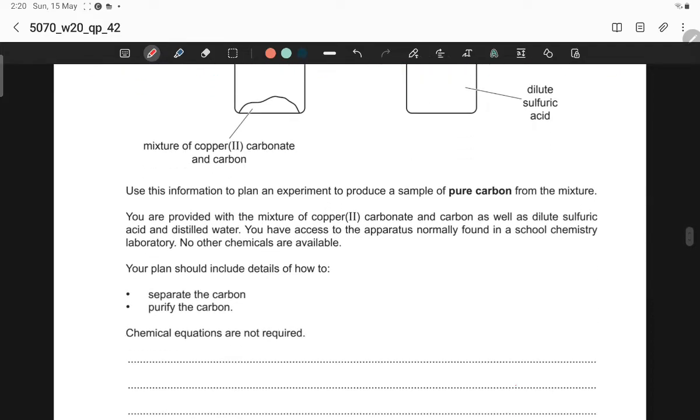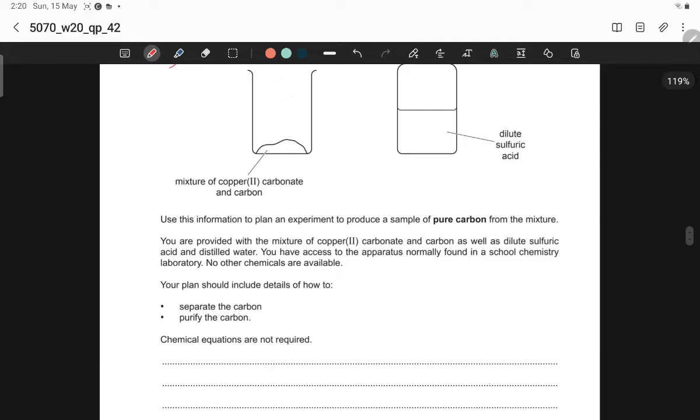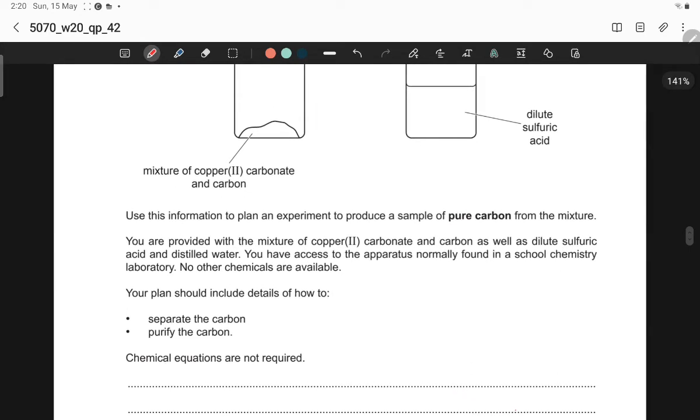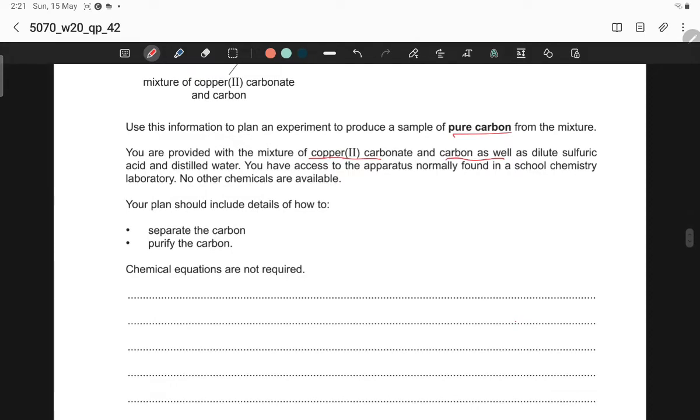So use this information to plan an experiment to produce a sample of pure carbon from the mixture. You are provided with a mixture of copper 2 carbonate and carbon as well as dilute sulfuric acid and distilled water. You have access to the apparatus normally found in a school chemistry lab. No other chemicals are available. Your plan should include details of how to separate the carbon and purify the carbon.